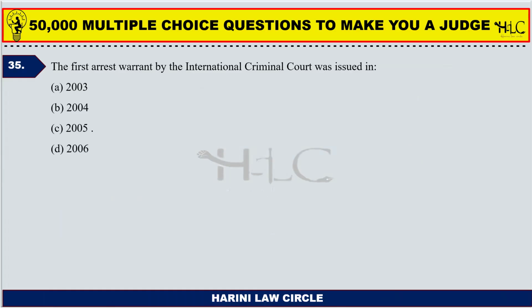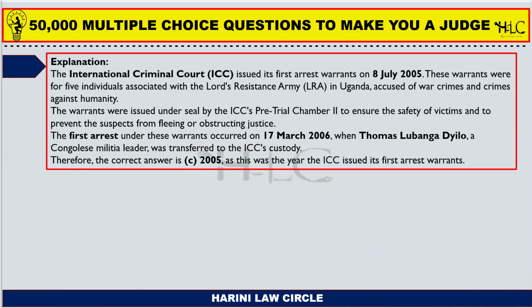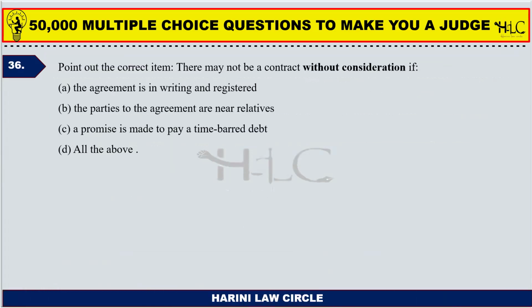Moving ahead, question number 35. The first arrest warrant by the International Criminal Court was issued in 2005. This is just a fact which you just need to know as a legal person.